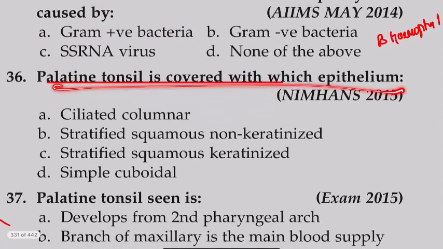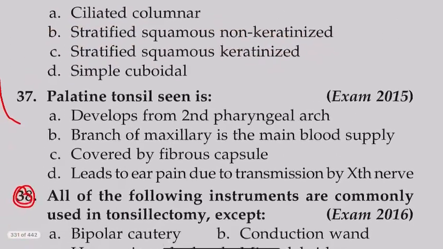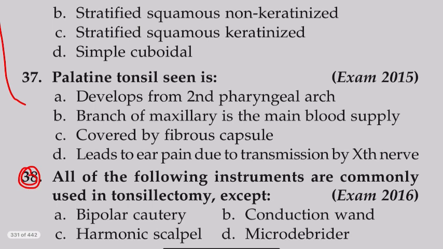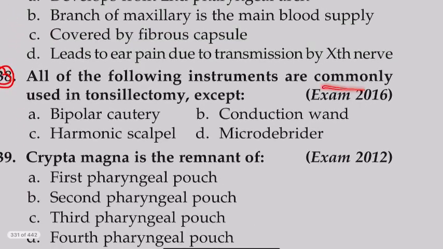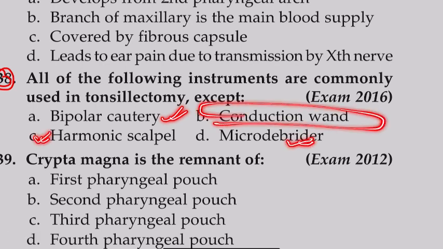Palatine tonsil is covered with which epithelium? Obviously, stratified squamous non-keratinized. Palatine tonsil is seen in, now what is seen? It is covered by fibrous capsule, right? All of the following instruments are commonly used in tonsillectomy except, now talking about the instruments, right? Okay, bipolar cautery, it is used. Harmonic scalpel, yes. Microdebrider is also used, but coblation wand is not used.